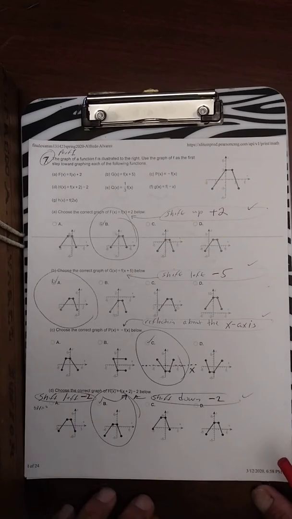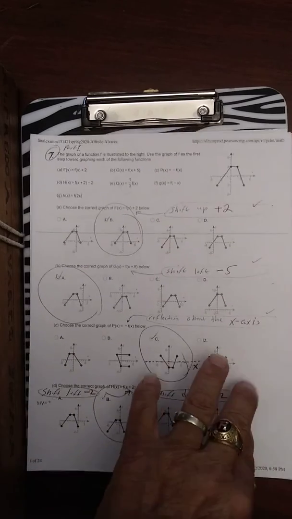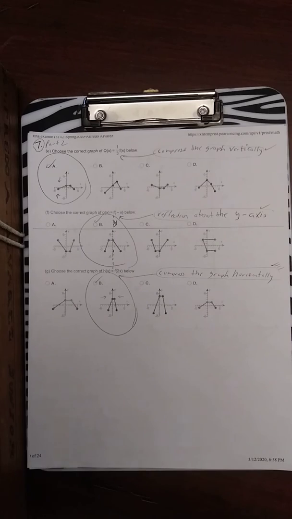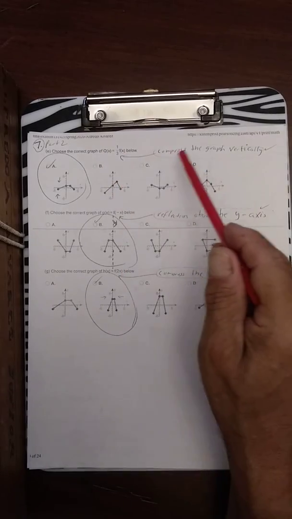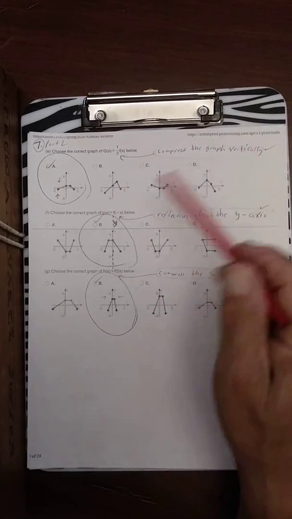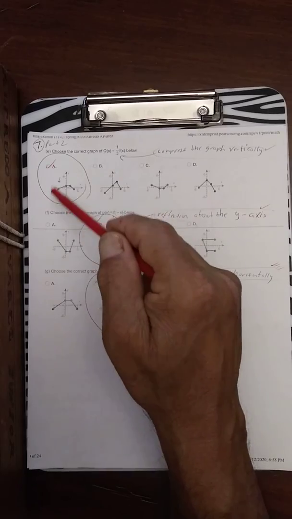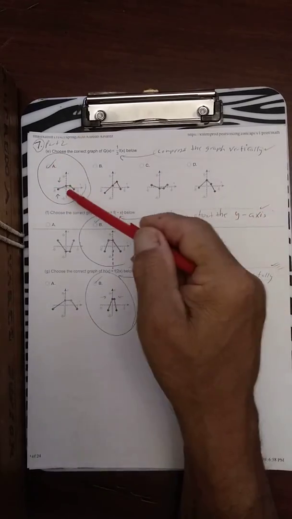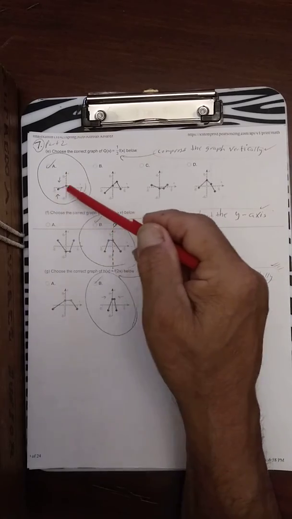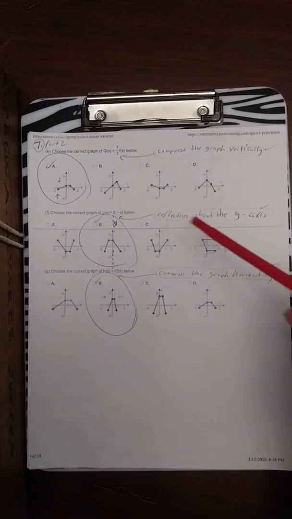So now, let's go to the next part. Number 7, part 2 again. 1/3 of f of x means it's going to compress the graph vertically. Vertically means this way. Okay, so it's going to squeeze it down. There's the original graph, and now it's going to squeeze it this way. There it is.